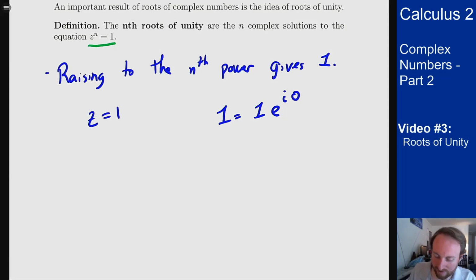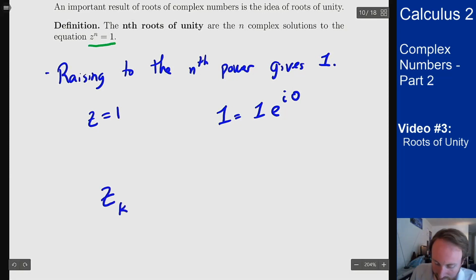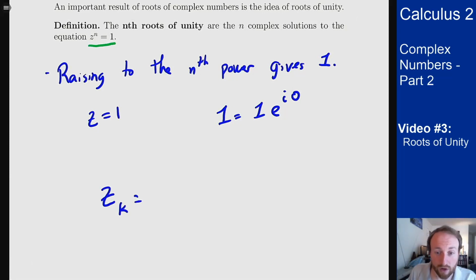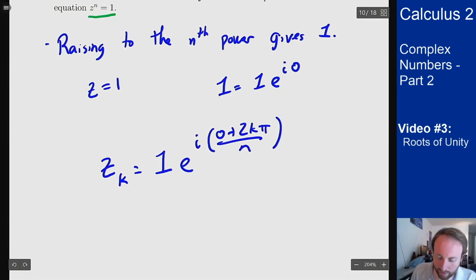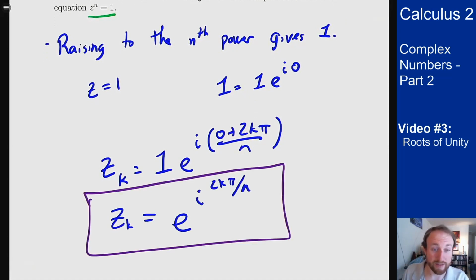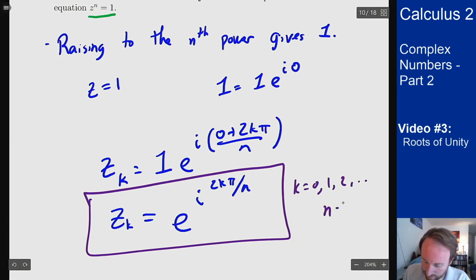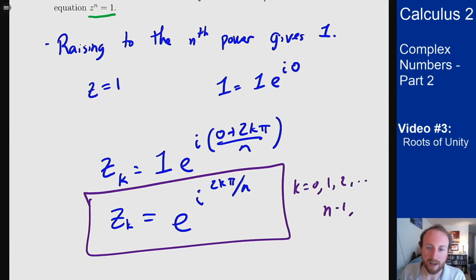Well, the nth roots are then z_k, which is the nth root of 1, which is still just 1, times e to the i (0 plus 2k pi) over n, or there are the complex numbers e to the i 2k pi over n. Those are all the complex numbers, and there are n of those, for k from 0, 1, 2, up to n minus 1, that when I raise them to the nth power will give me 1, because they'll give me something of the form e to the i times 2 pi k, and that's just 1.